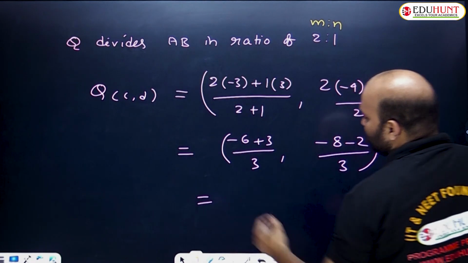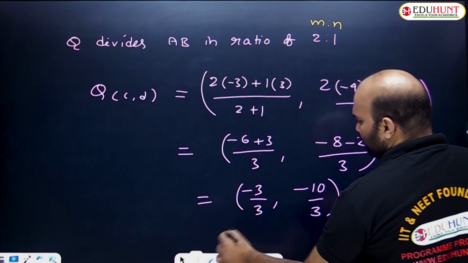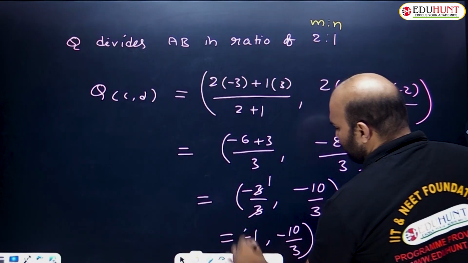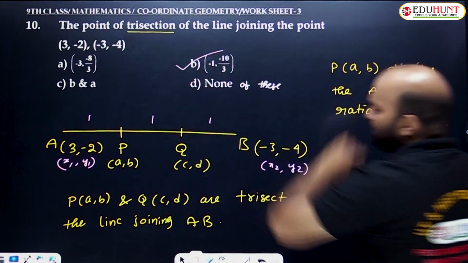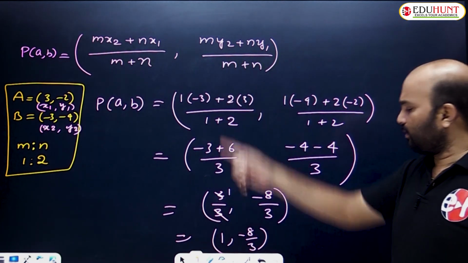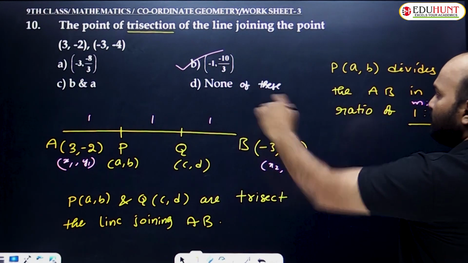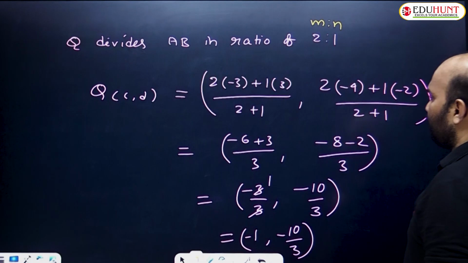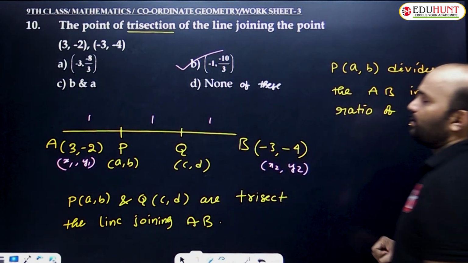So what is the value? -6 plus 3 is -3 by 3, here -10 by 3. So what are you getting? So -1 comma -10 by 3. That is the Q coordinates. Does it appear in the options? So -1 comma -10 by 3, option B is the right answer. So this is also one of the options. The P point, what I am getting as P coordinates is 1 comma -8 by 3, but is it given in the options? No. But Q is one of the trisection points of the line joining the points. So Q coordinates -1 comma -10 by 3, option B is the right answer. Am I clear?